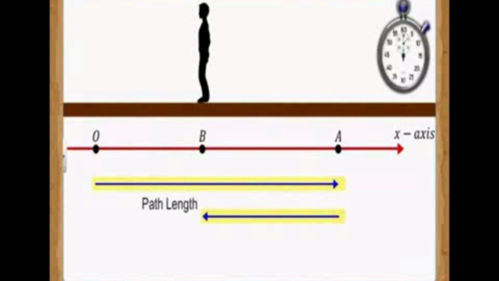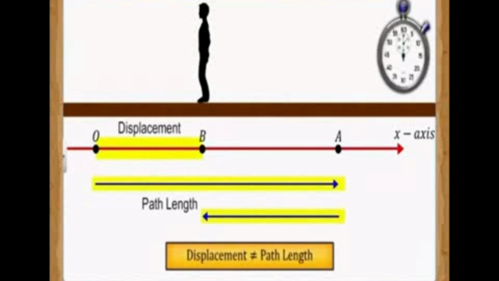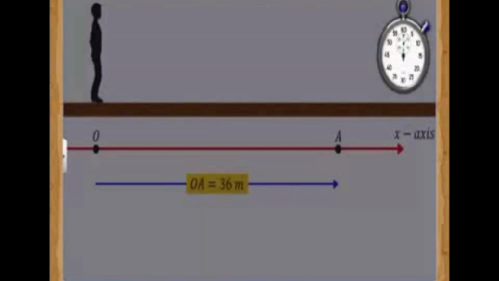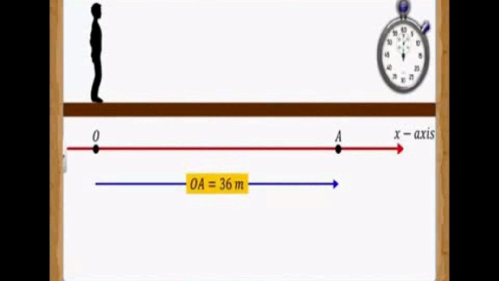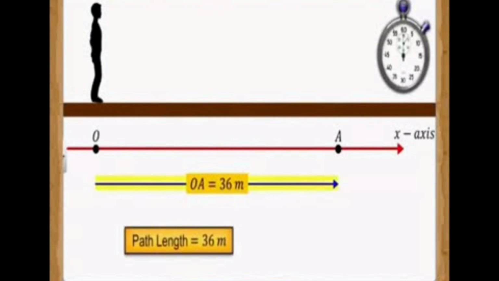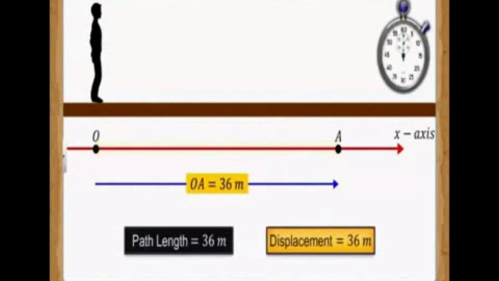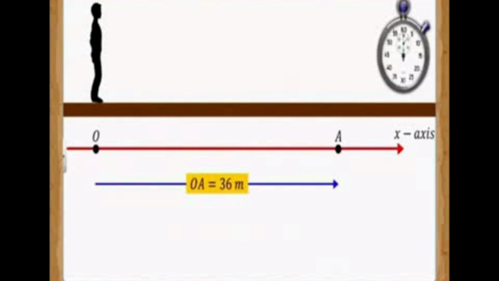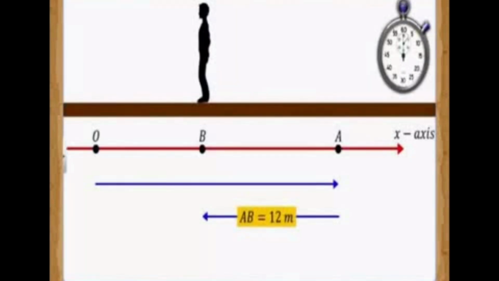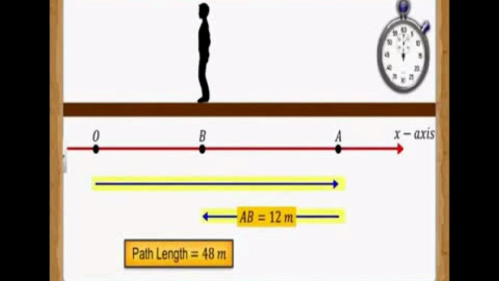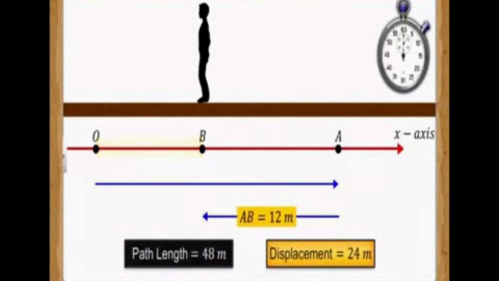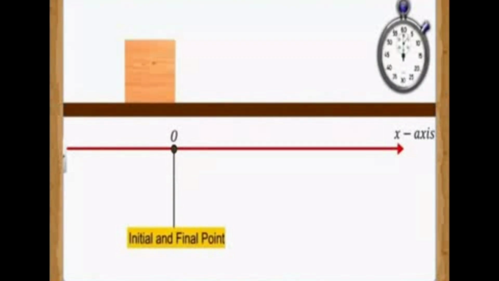So what does path length mean? It is 36 plus 12, that is 48. So it is not equal to displacement, because displacement OA is 36. That is the actual path length. The object is moving from O to A, but then it goes from A to B, 12 in the opposite direction, so it goes to the negative side. So the actual displacement is 24. Path length is 48.